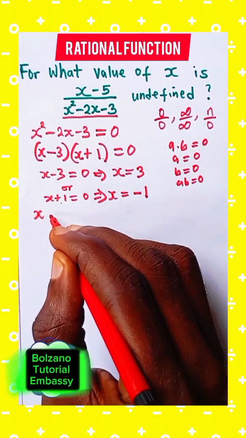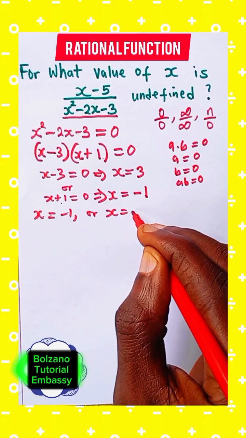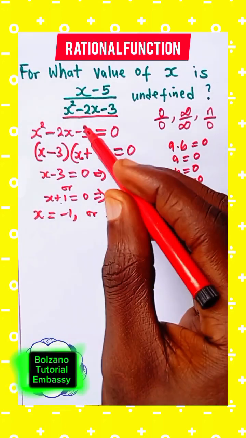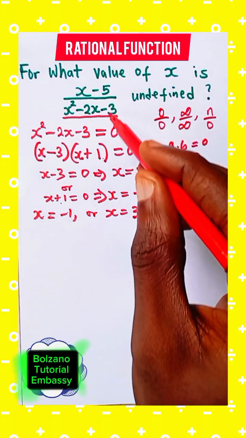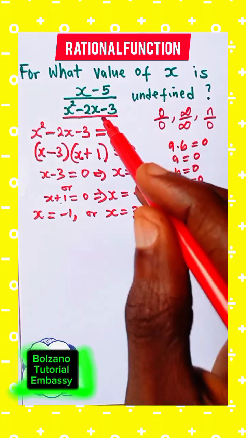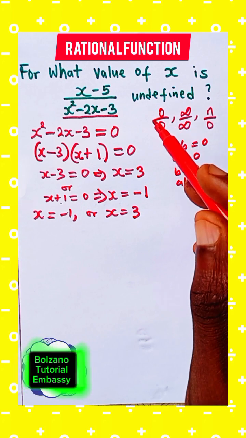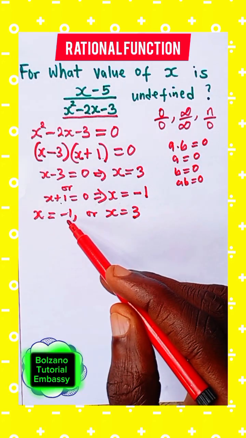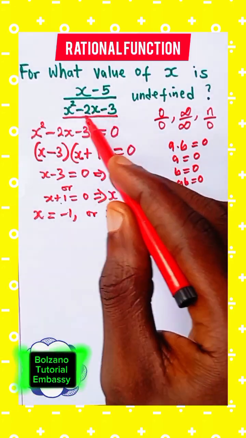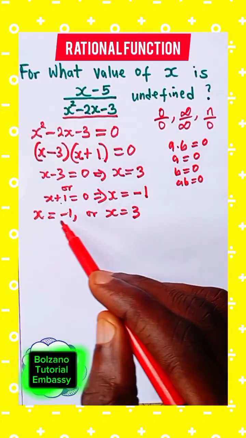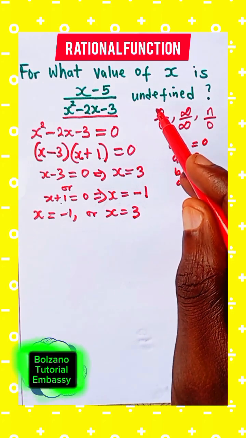Hence, the values of x are either minus 1 or x equals 3 that can make this expression 0. And once the denominator of a rational function is 0, it makes that function become undefined. So obviously, when x is minus 1 and when x is 3, if you substitute the values here, you have a 0 underneath. So these are the values of x that can make this function become undefined.